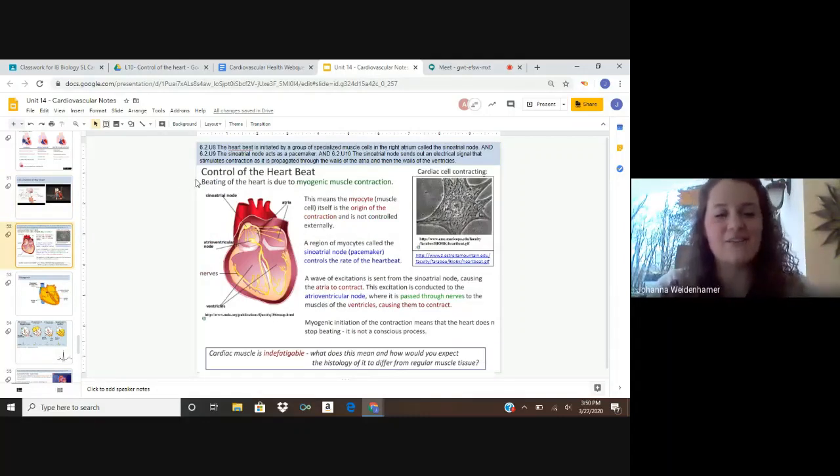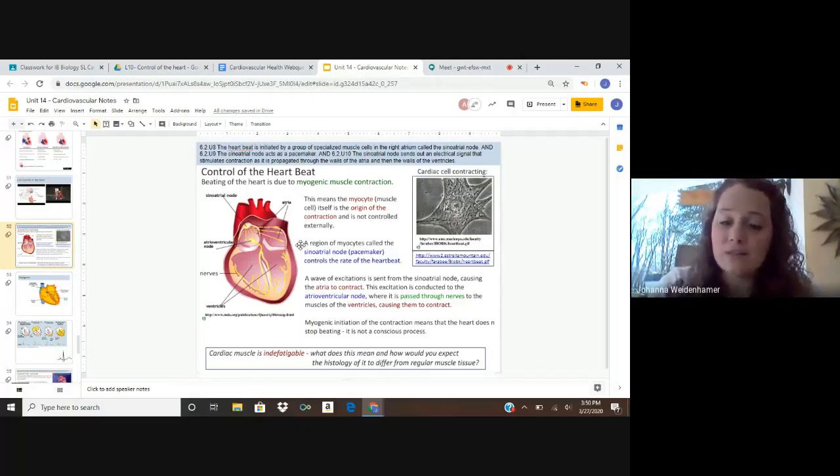Control of the heart. Our first bullet, beating of the heart is due to myogenic muscle contractions. What exactly do myogenic muscle contractions mean? This means that the myocyte, or this myogenic muscle cell tissue, itself is the origin of contraction, and it's not controlled externally. So we can say that the origin of this electrical signal to allow for the contraction is happening right in the heart. So the nerve impulses from your nervous system or other parts of the body aren't playing a role here. It's originating, it's starting right in the heart.